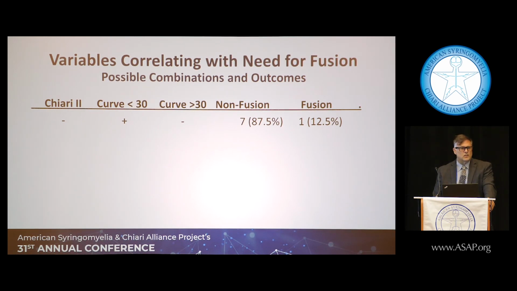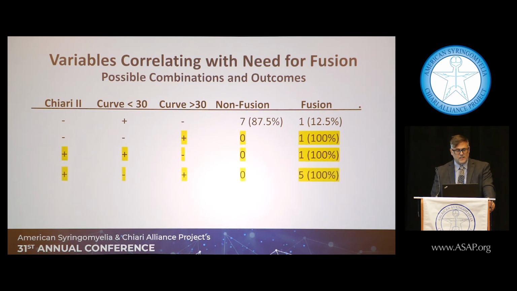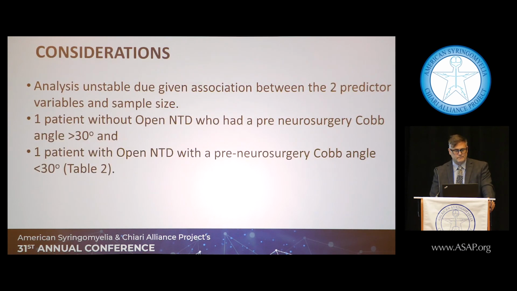If you look at all of this and you look at Chiari-2's and open neural tube defects, if you have a curve of less than 30 degrees, the majority of patients didn't need a fusion. So that's the good news at the time of initial surgery for those patients with open neural tube defects. If you had a curve of greater than 30 degrees, everybody required fusion. If you had a Chiari-2, everybody required fusion. If you had a Chiari-2 with a greater curvature, everybody required fusion. So open neural tube defects are probably much more of a problem.